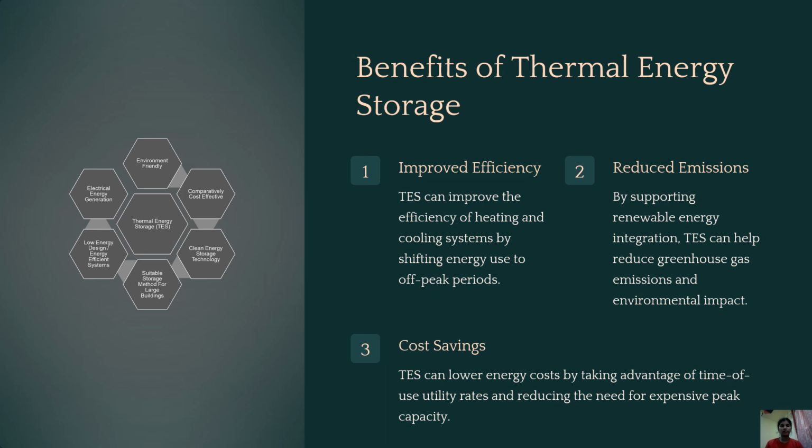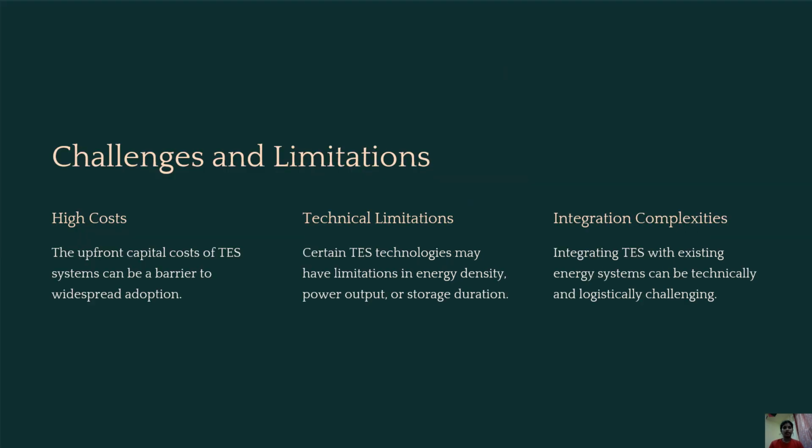there may also be some limitations. So these are just the benefits which we are looking forward to, and as we know, benefits also might have challenges and limitations. The challenges and limitations are high cost. The upfront capital cost of TCS systems can be a barrier to widespread adoption. Technical limitations. Certain TCS technologies may have limitations in energy density, power output, and storage duration.